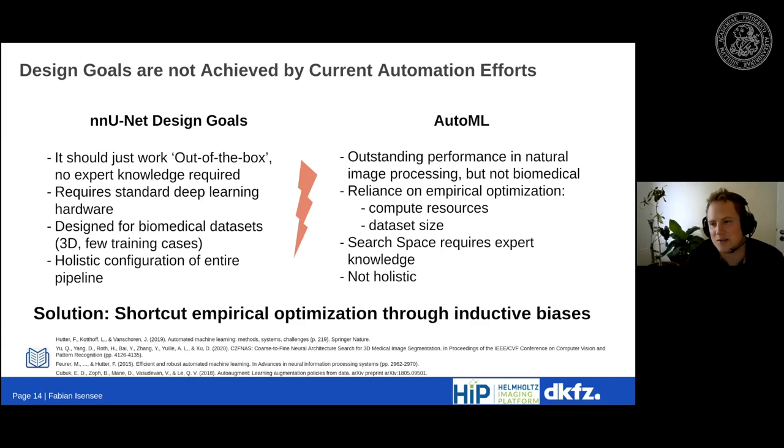Clearly the AutoML route for what we are trying to achieve here is not the right tool for the job. That's not saying AutoML is problematic. It's not. It's a fantastic tool. It's just not what we need here. And the way we will be building nnU-Net, or we have been building nnU-Net, is to shortcut the empirical optimization, which causes a lot of the issues we are seeing with AutoML in this particular setting. So shortcut empirical optimization through inductive biases, meaning that we will be trying to infuse as much expert knowledge into nnU-Net as possible to make all these design choices in a very computationally cheap way.